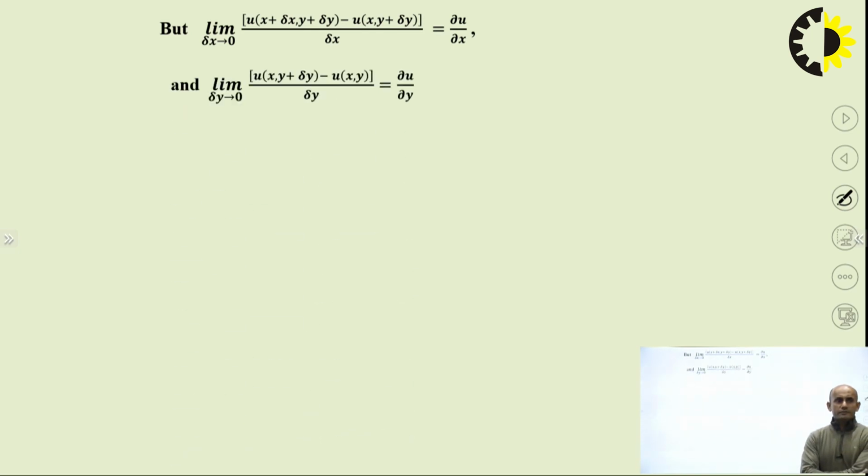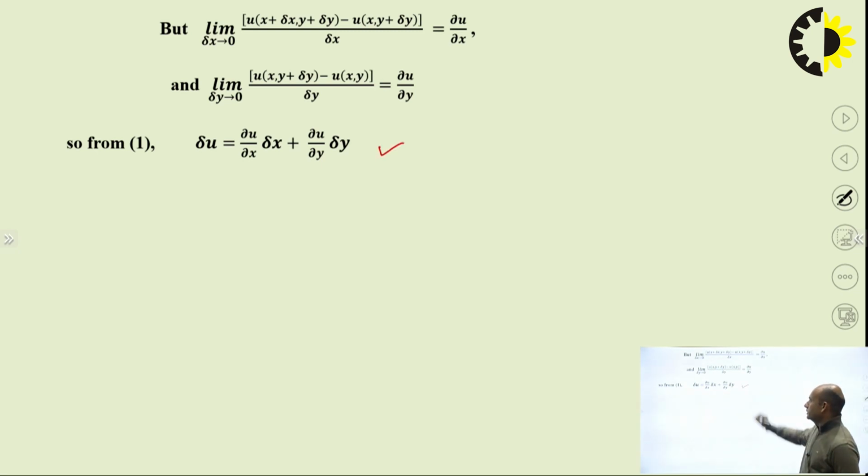And similarly we have the limiting value with delta y tending to 0, u(x, y plus delta y) minus u(x, y) upon delta y, which is del u upon del y. Now if we apply the limits in the relation, then we get delta u equals del u upon del x, delta x plus del u upon del y, delta y. So we get this value here, and this is the approximate value of the change in u.